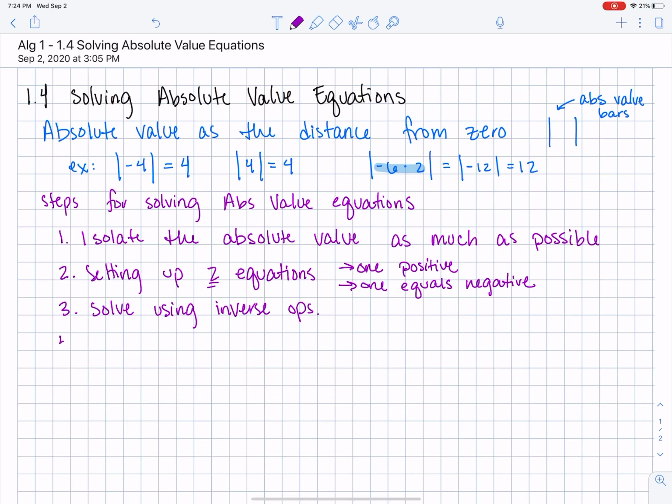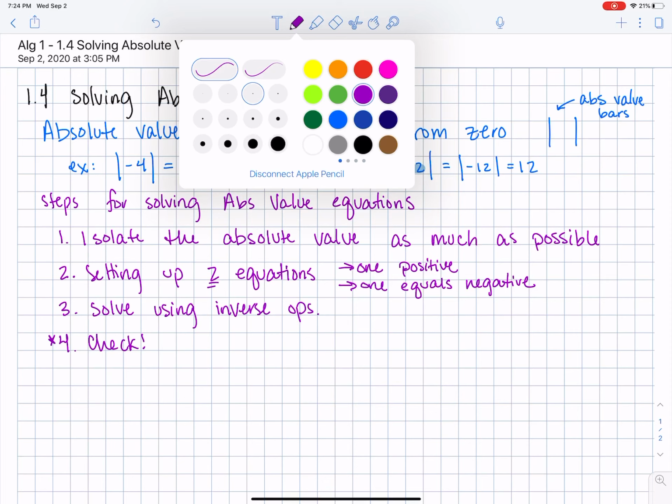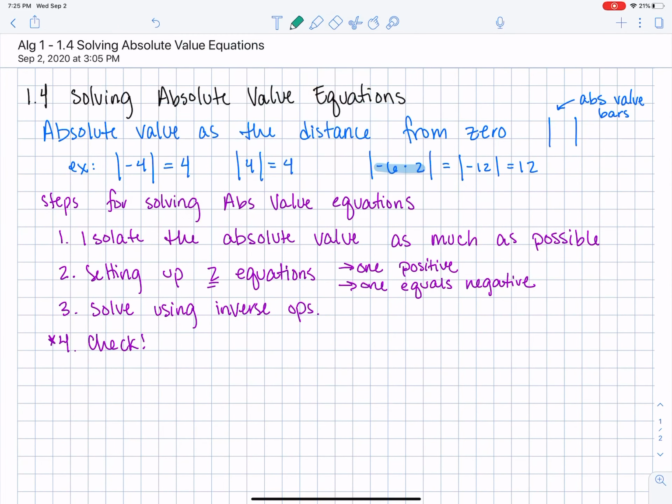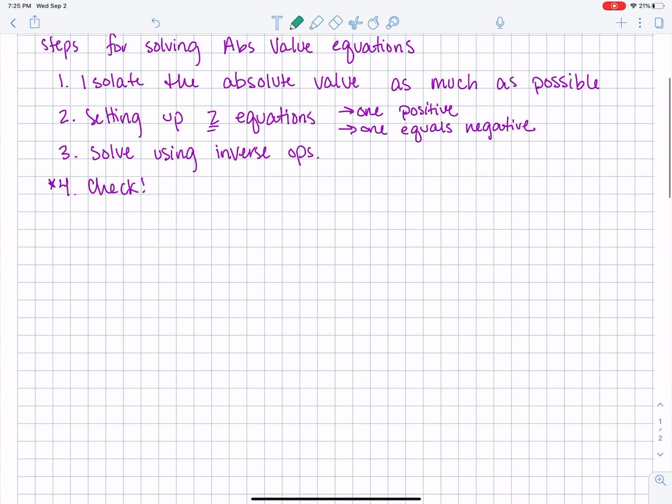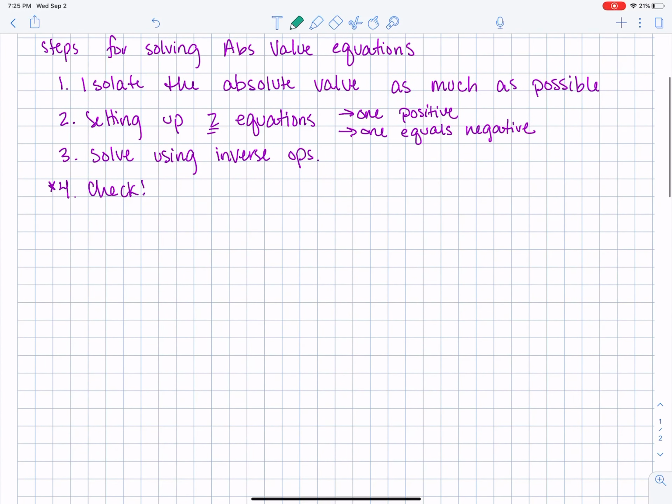And the last one, I'm actually going to put a little star by it because it's really important with these, is that you need to check. Check to make sure that your answers work. So let's grab some examples here so that you can see what we're talking about. I'm going to scroll this up so you see the steps, but we have some room to work.